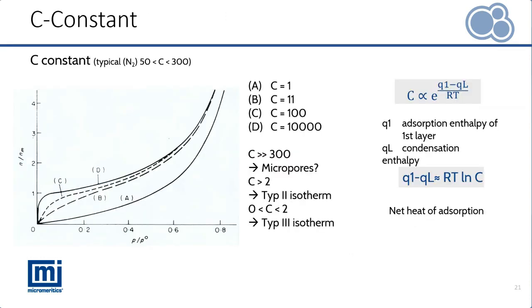I am regularly asked what the C constant is all about. It accounts for the adsorption enthalpy of the first layer and the enthalpy of condensation. That means, depending on how strong the interactions are between the surface of our material and the adsorptive, we get different values for the C constant. The stronger the interactions, the higher C. For nitrogen at 77 Kelvin, values between 50 and 300 are common. Materials with especially weak interactions show lower C values, whereas microporous materials show larger values due to the high adsorption enthalpies.